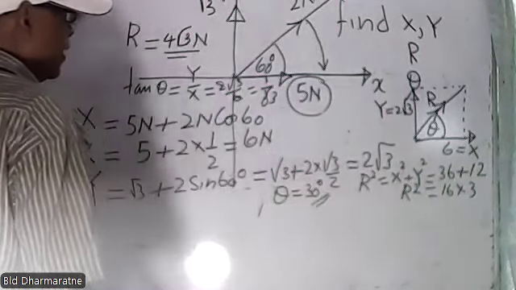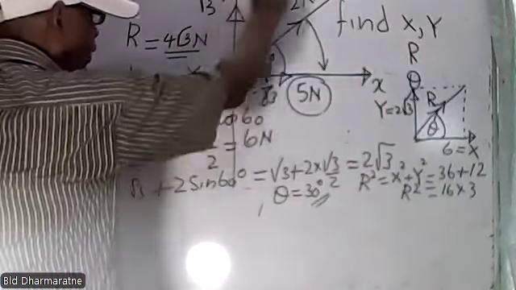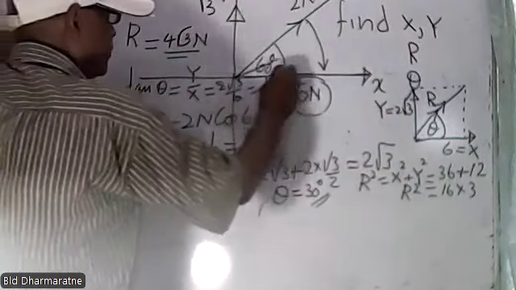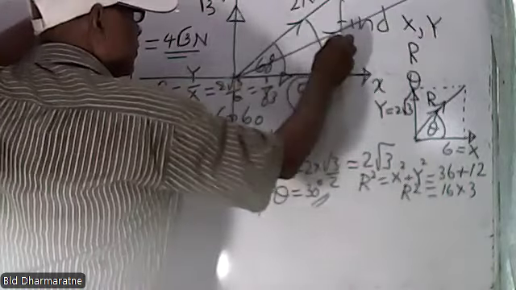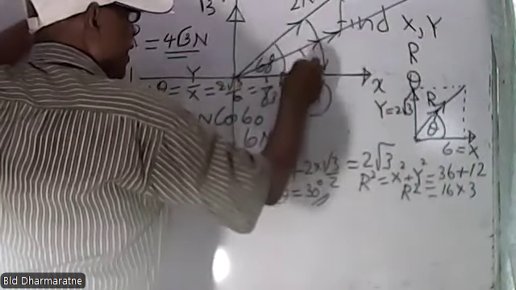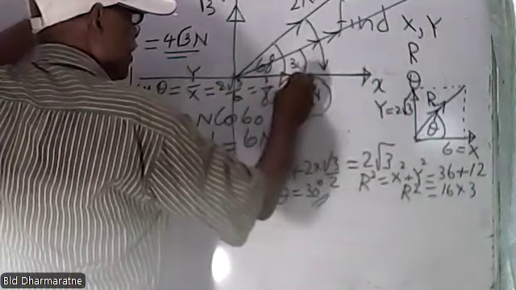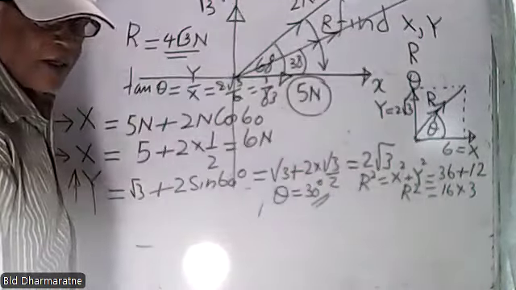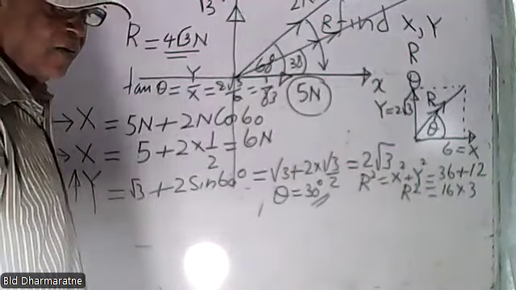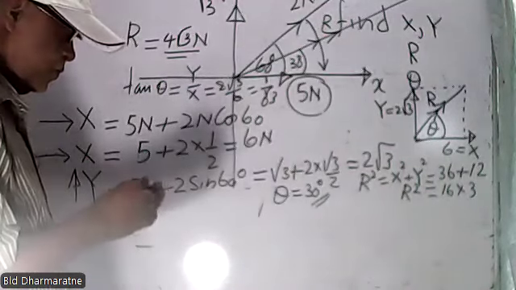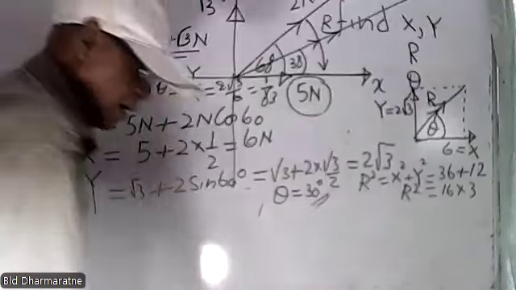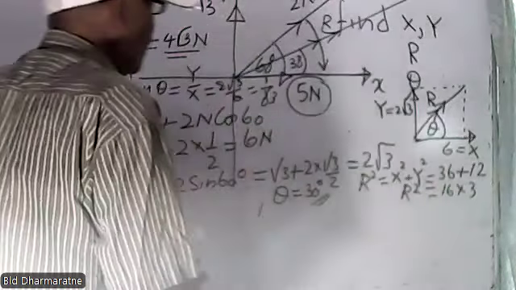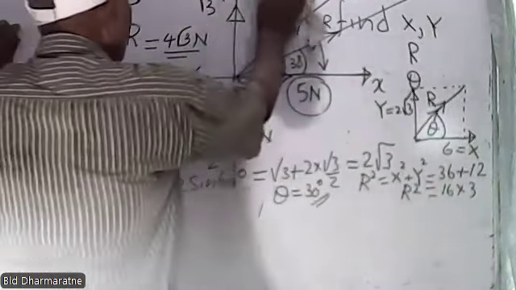We draw the resultant here like this, with all the forces. R is here, with 30 degrees here. This is the resultant force. Another question we will discuss next.